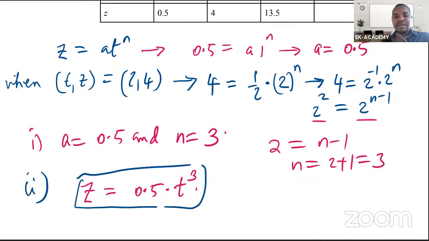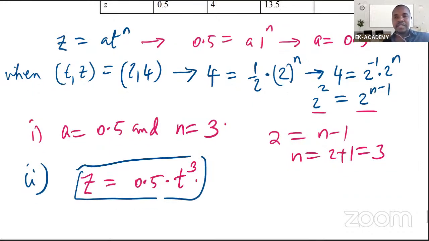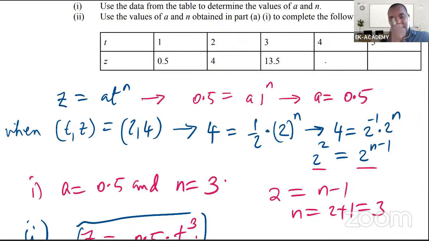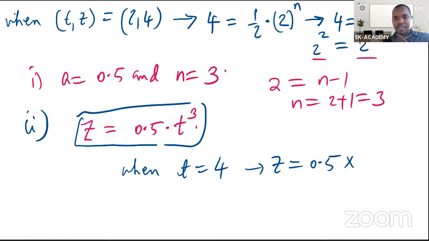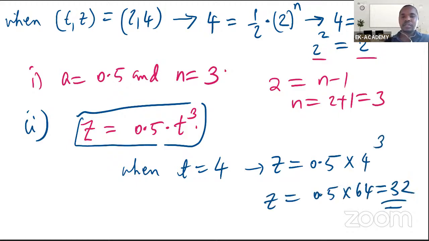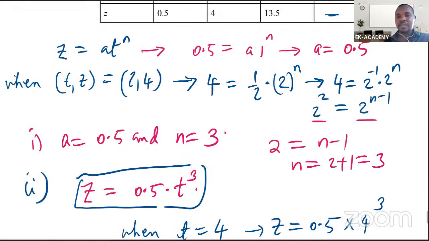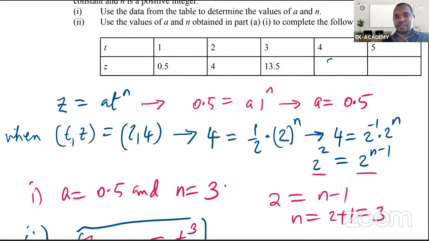So if that is our equation now, we can find the value of Z when T equals 4. So when T equals 4, Z will be 0.5 times 4 power 3. So Z will be 0.5 times 64, which is equal to 32. So the value here is 32, dear friends.